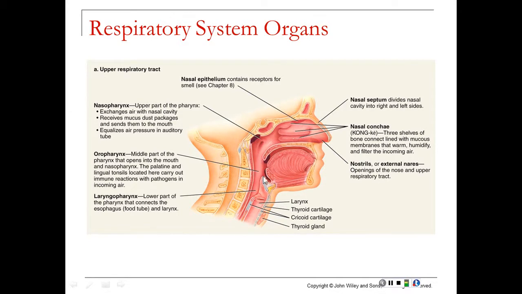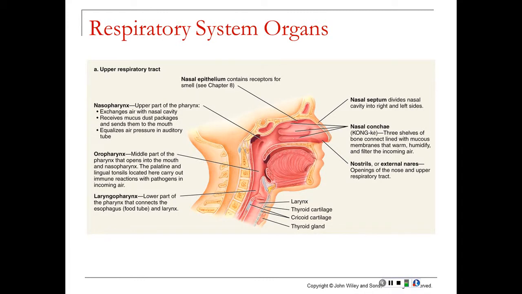The oropharynx is basically the back of the mouth, or the back of the throat, so to speak. This is the middle part of the pharynx opening into the mouth. This contains the palatine and lingual tonsils to help with immune reactions for any incoming pathogens. And then the laryngopharynx, which is the most inferior part of the pharynx. This is the lower part connecting to the esophagus and larynx.